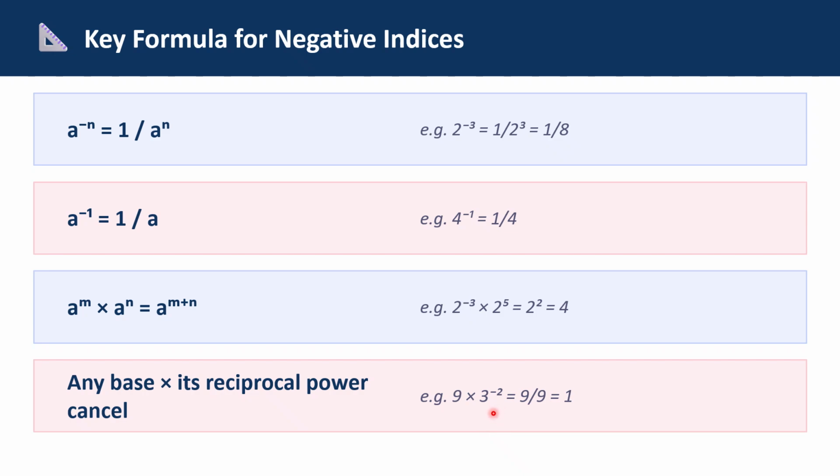So 3 power 2 into 3 power minus 2, if the bases are the same, we have to add the powers. So 2 minus 2 is 0. Any base which has the power 0, we get the answer as 1. We can do it that way.